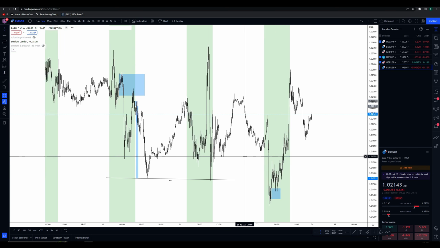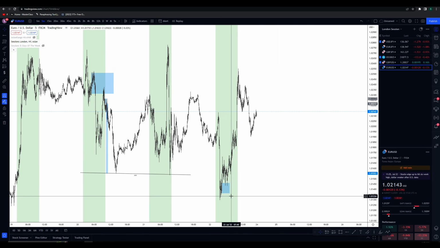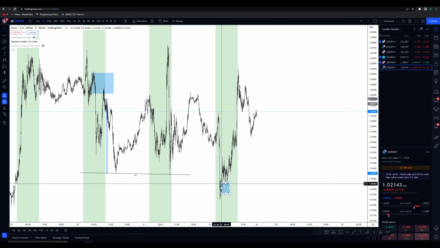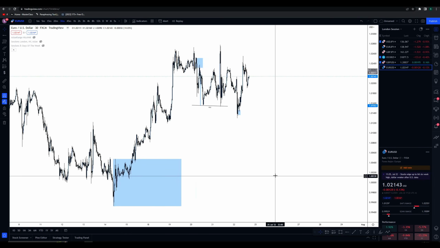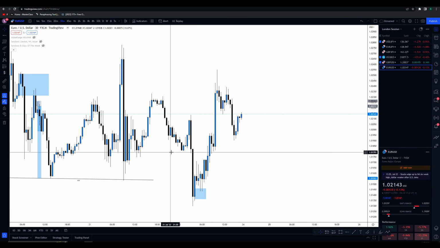So now let's move on to Euro USD. And I'll break down exactly why I was looking to buy right over here. Now, I use the same exact concept for Euro USD as I used for GBP USD. Starting off on the higher time frame. So the higher time frame on the 30-minute, we were pretty bearish.